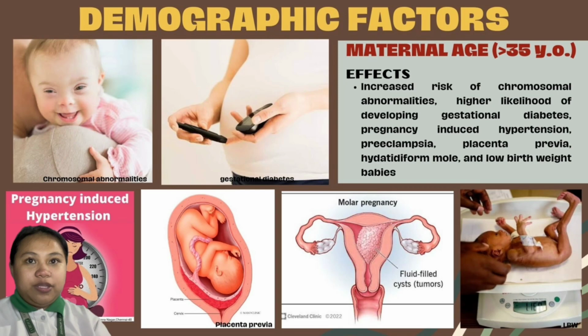Women over 35 have a higher risk of pregnancy complications due to several factors related to aging. As women age, their fertility decreases and the quality of their eggs declines, leading to an increased risk for chromosomal abnormalities in babies like Down syndrome. Other risks for pregnant women over 35 include the higher likelihood of developing gestational diabetes, pregnancy-induced hypertension, preeclampsia, placenta previa, hydatidiform mole, and low birth weight babies.